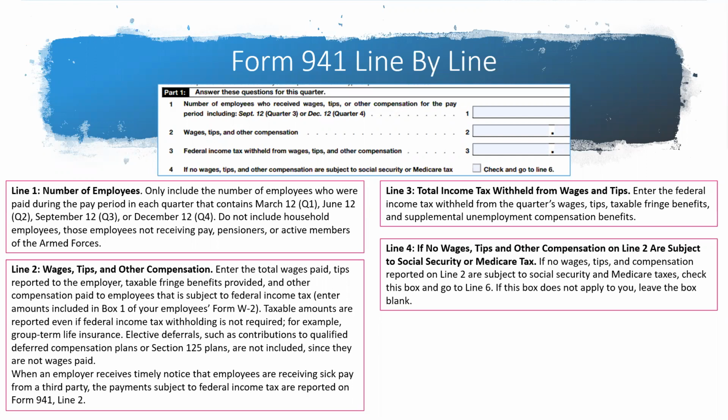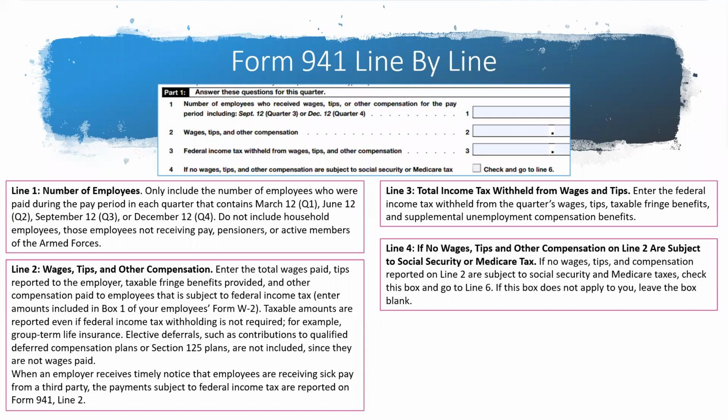Line 2 is wages, tips, and other compensation. This is going to match up to line 1 or box 1 on the Form W-2. So it's the total wages paid, tips also included in that, reported to the employer, and then taxable fringe benefits provided and other compensation paid to employees that is subject to federal income tax.